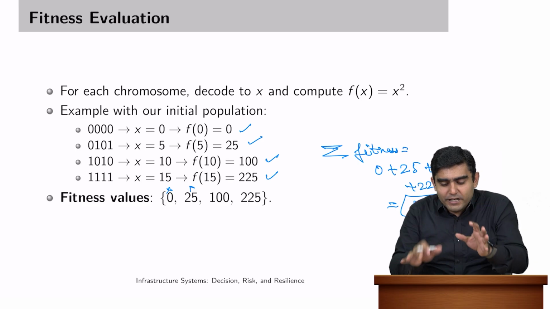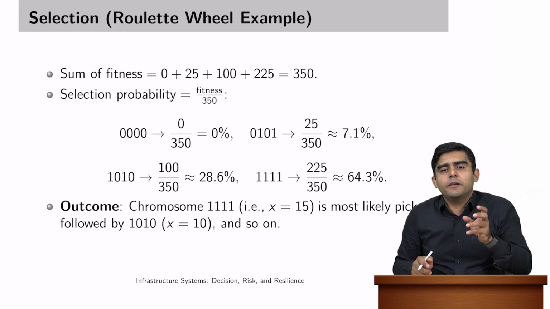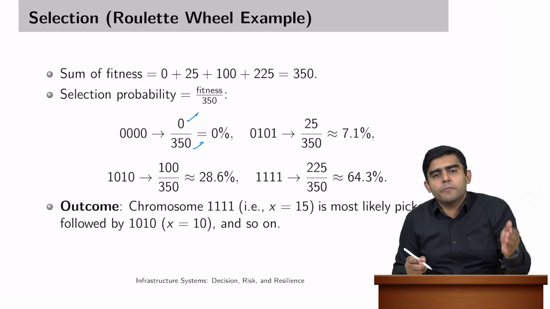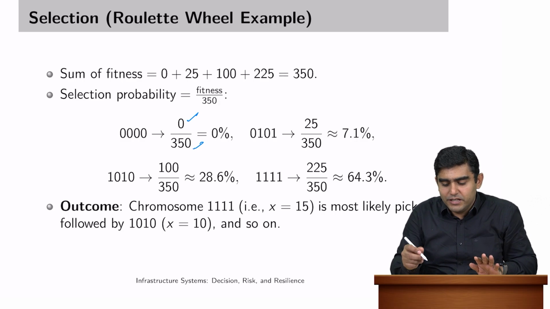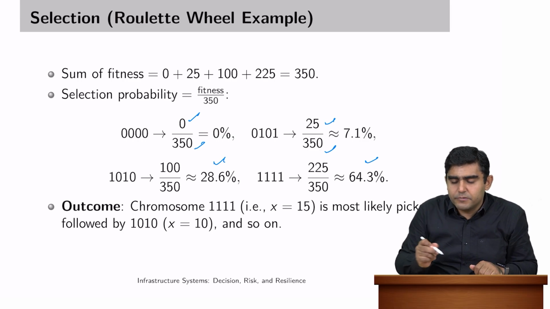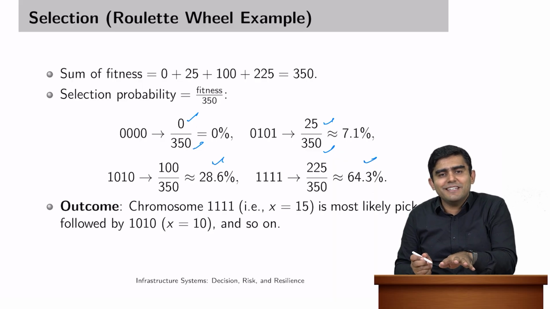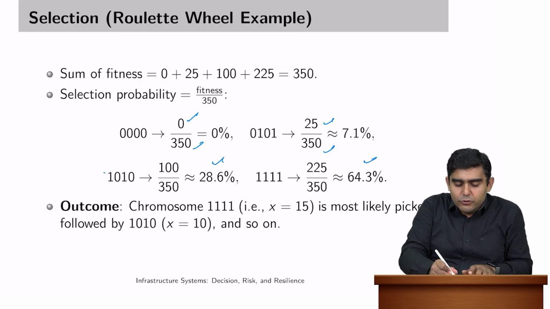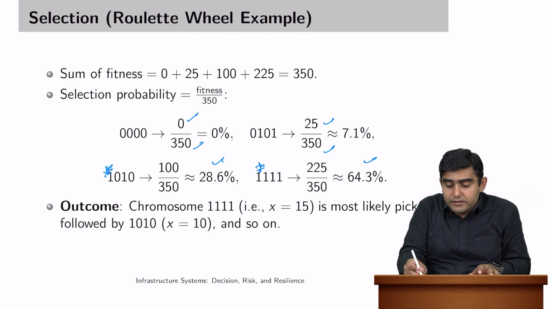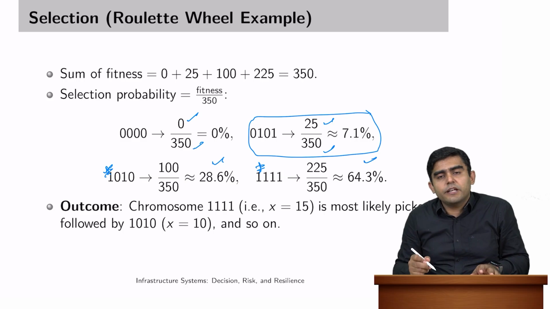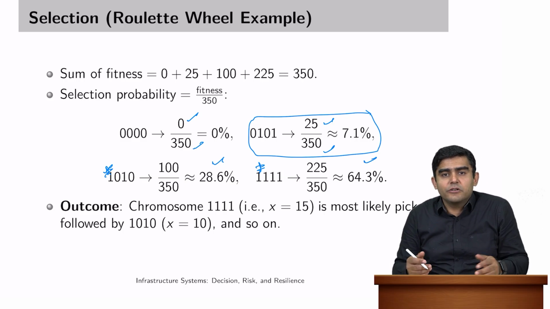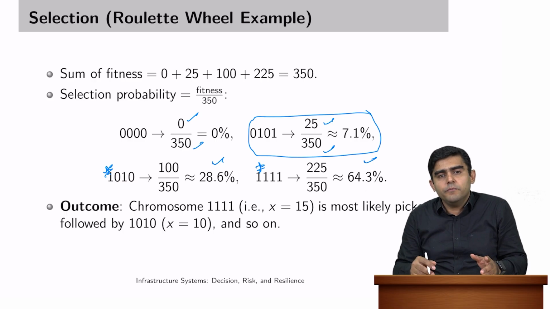To reflect that, we assign probabilities of selection. If somebody has 0 fitness, the chance of its selection is 0 divided by the sum of the fitness, which we calculated as 350. Second case, 25 divided by 350, about 7%, then 28.6%, and 64.3%. You clearly see that even this roulette wheel is giving more weightage to the fittest member. However, this not-so-fit candidate also has a 7% chance to get selected. So if it gets selected, it gets selected. The algorithm will continue from there.